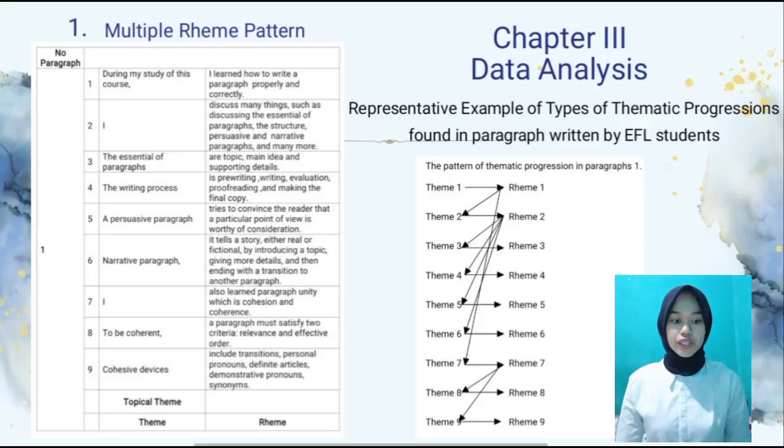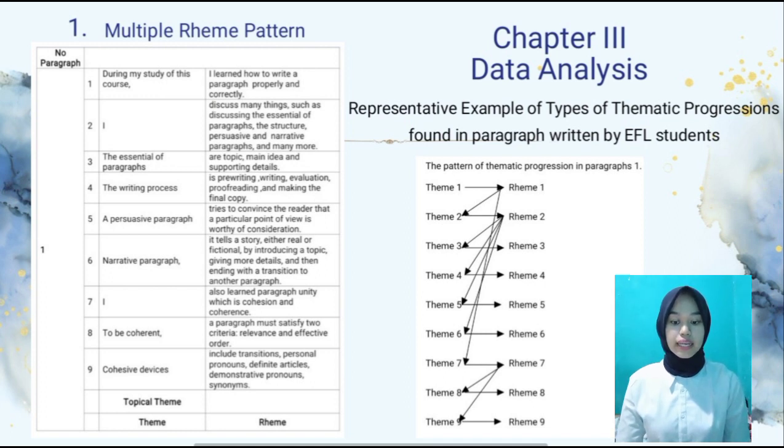Next is chapter 3, data analysis. A representative example of each type of thematic progression found in paragraphs written by students. Examples of data are taken from each type of thematic progression that has been separated based on the categorization tendencies that have been found.